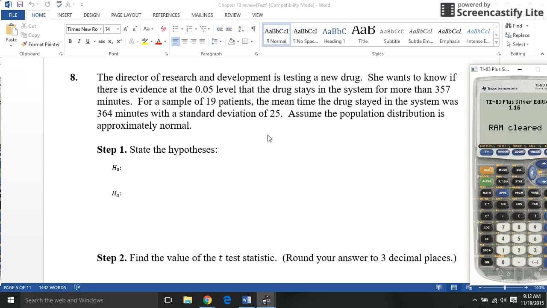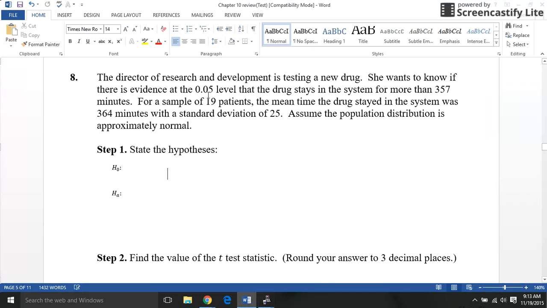The Director of Research and Development is testing a new drug. She wants to know if there is evidence at the 0.5 level that the drug stays in the system for more than 357 minutes. For a sample of 19 patients, the mean time the drug stays in the system was 364 minutes with a standard deviation of 25. Assume the population distribution is approximately normal.